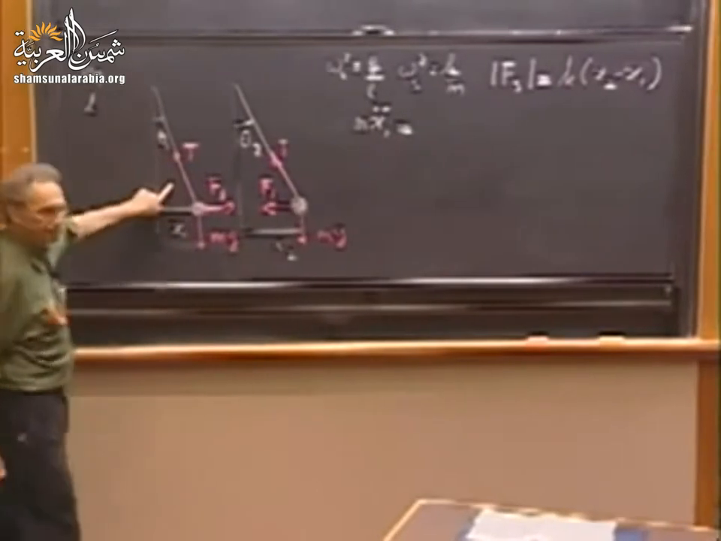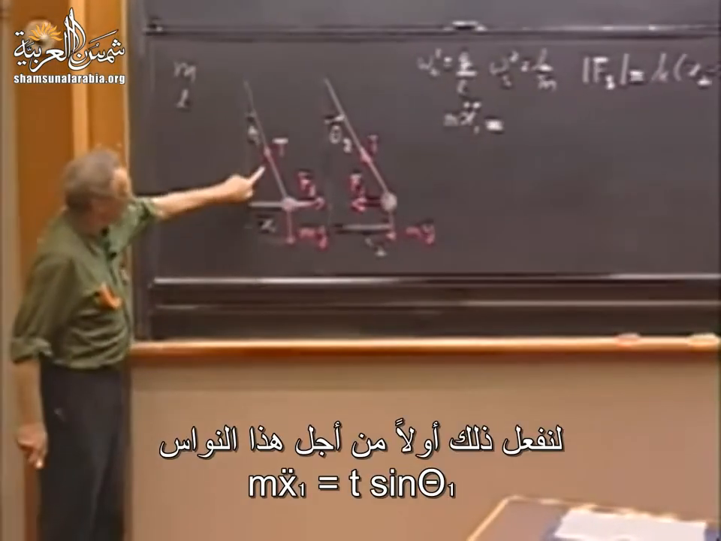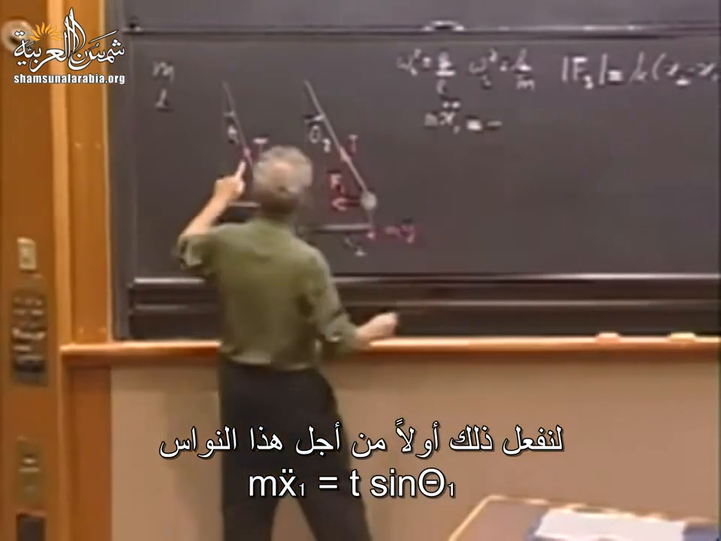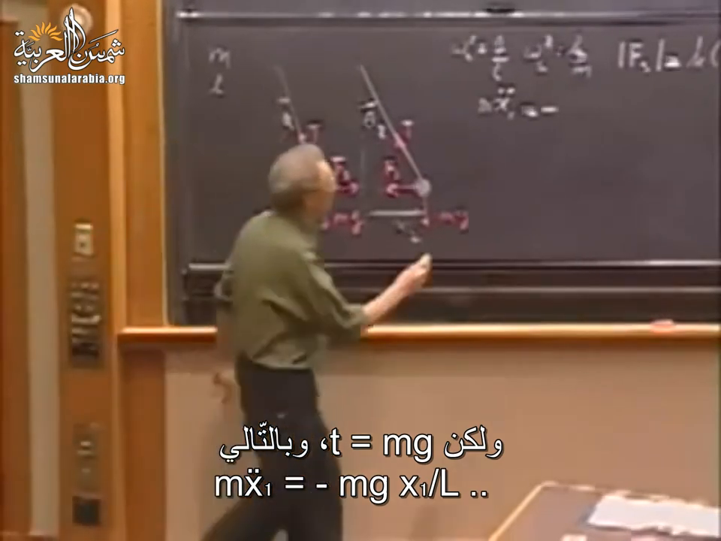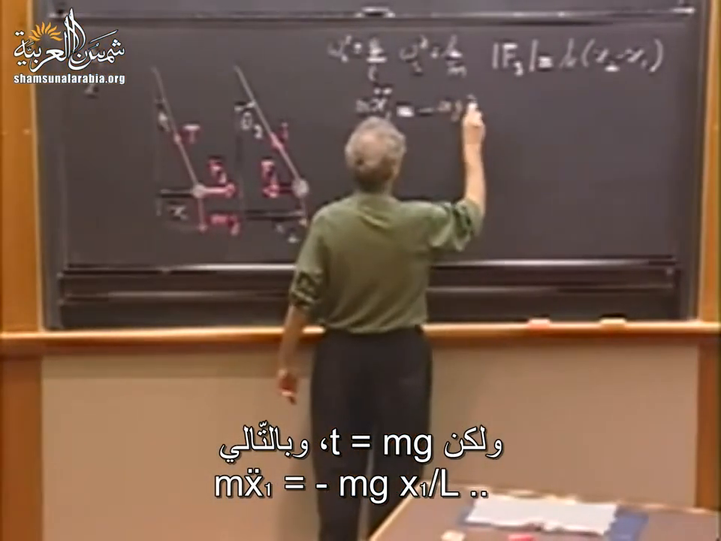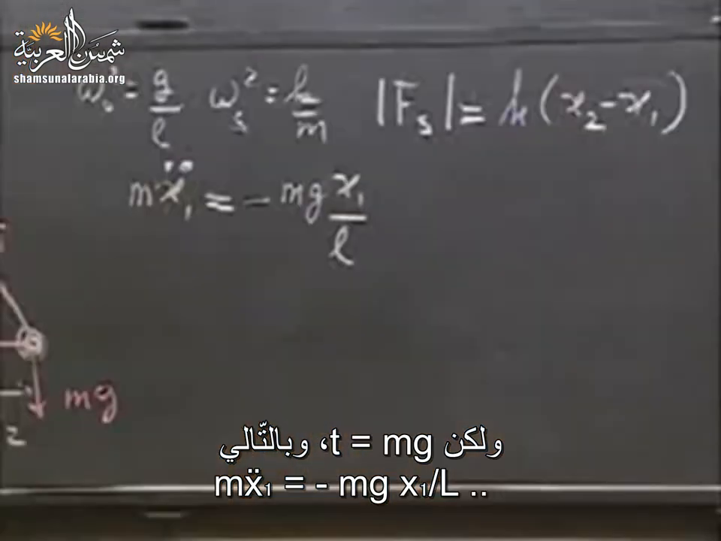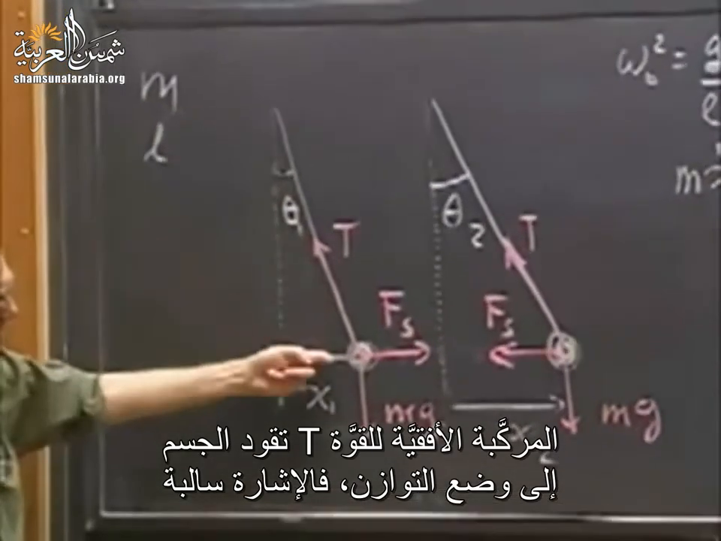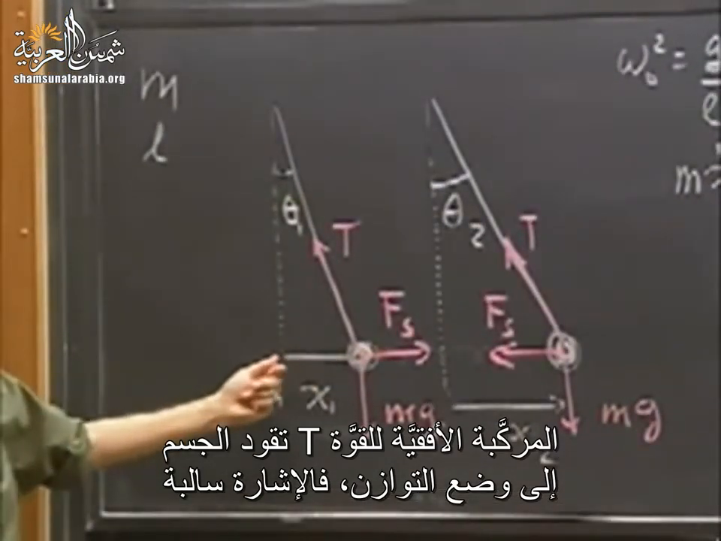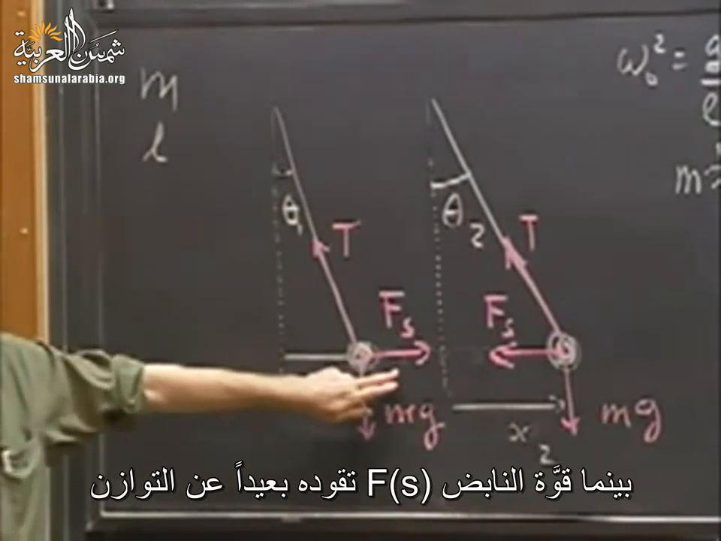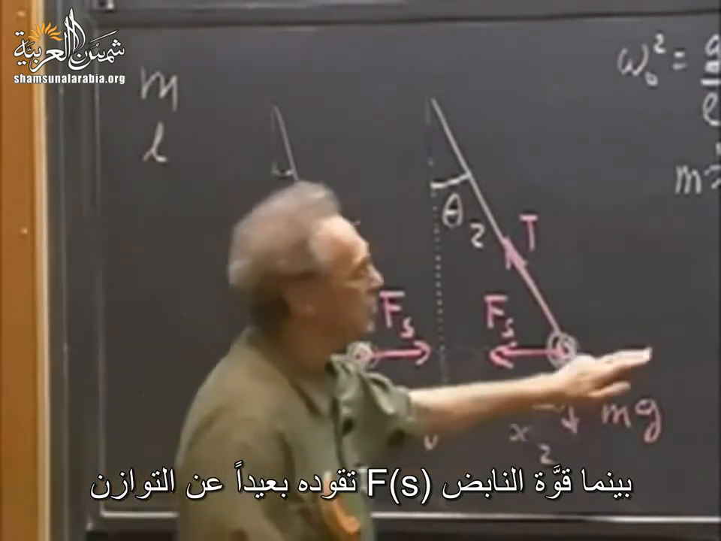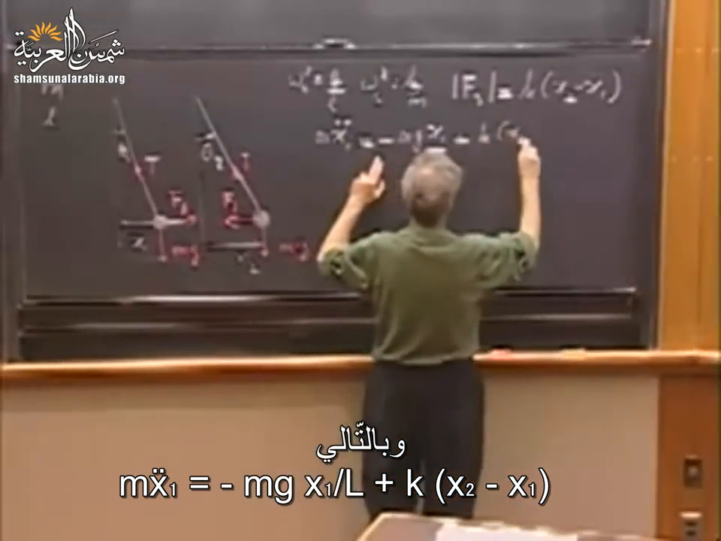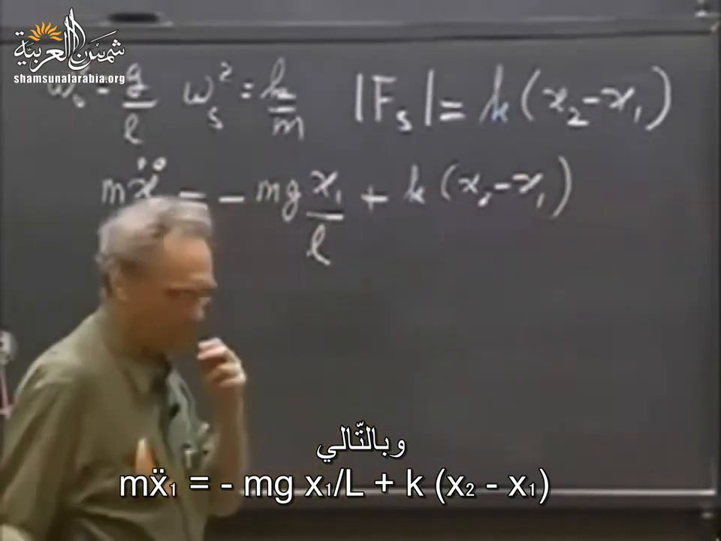So now I set up the differential equation mx1 double dot. So that's this one. Let's first do the pendulum. That is minus T times the sine of theta 1. And T is mg, so it is minus mg times x1 divided by L. Do we agree it is that horizontal component here? The horizontal component of T is driving it back to equilibrium, minus sign. Fs, the spring force, is driving it away from equilibrium. So it's going to get plus k times x2 minus x1.